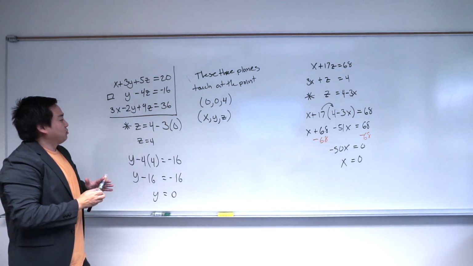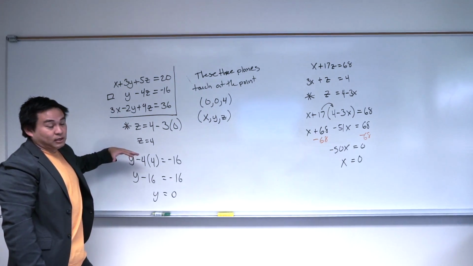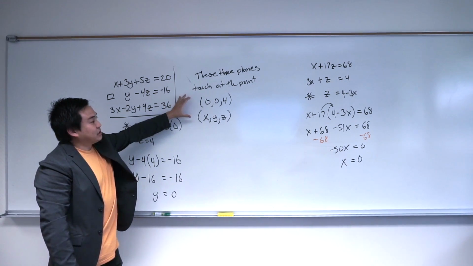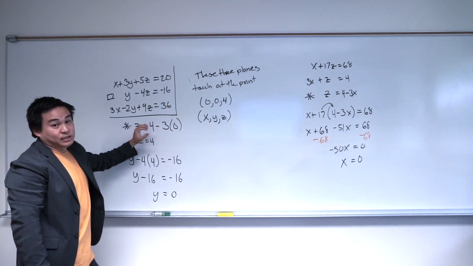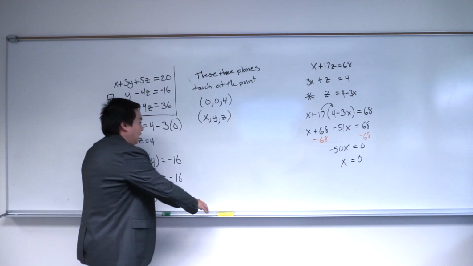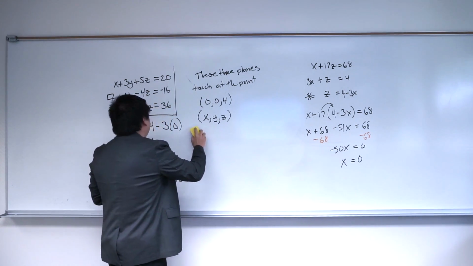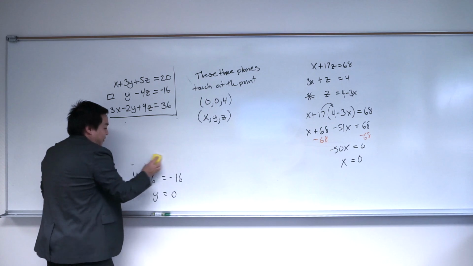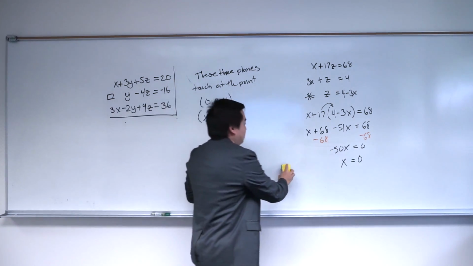Okay. So this is the substitution method. Now that we know the answer, which is 0, 0, 4, let's go ahead and do this using the addition or elimination method. And you'll notice that we get the exact same result, and it is very similar to the 2 by 2 system.